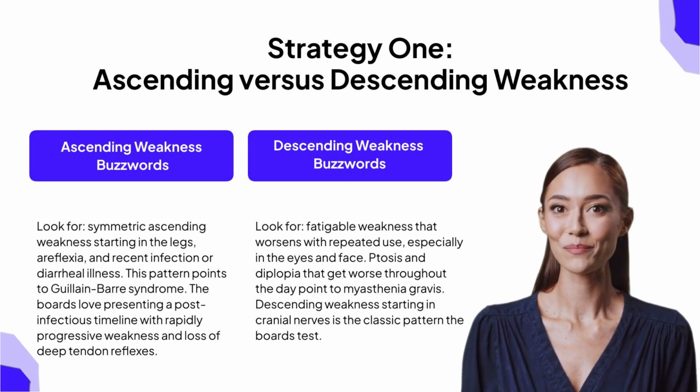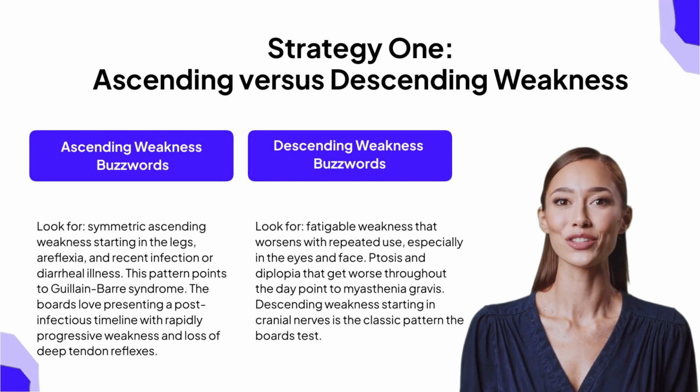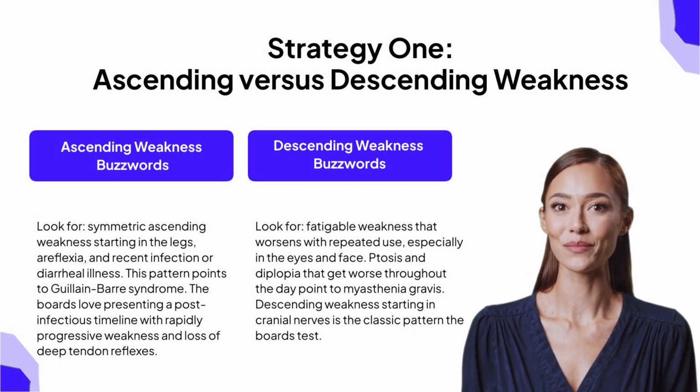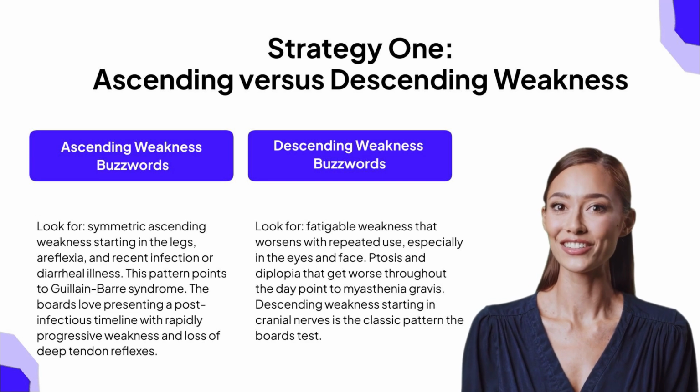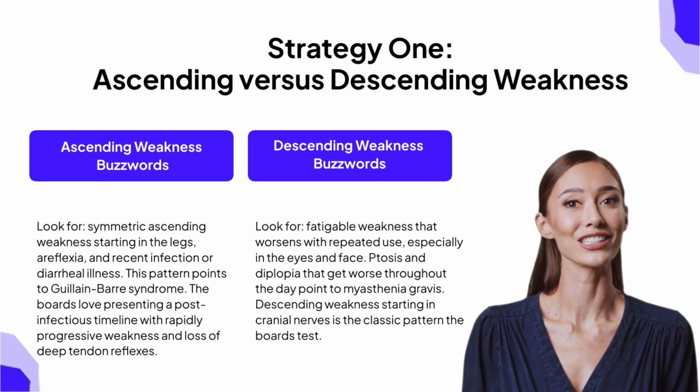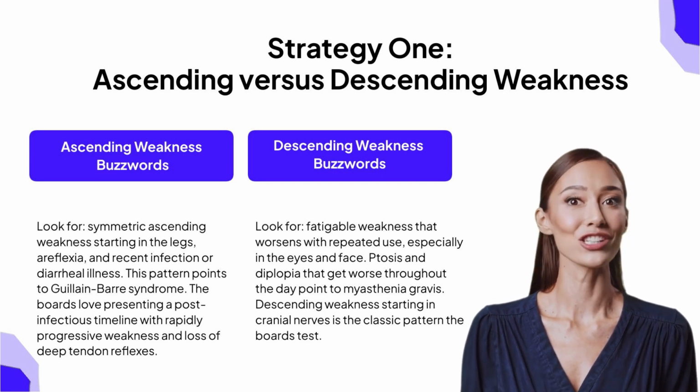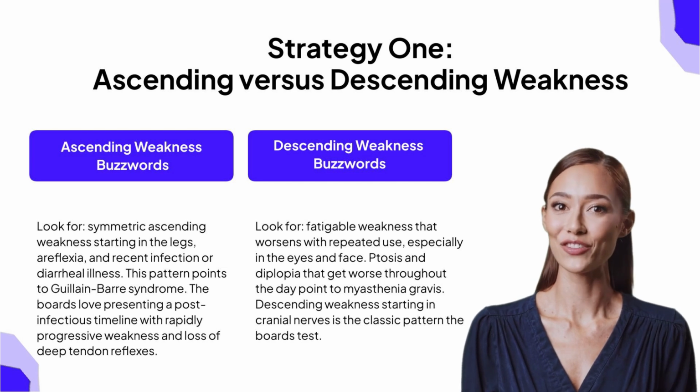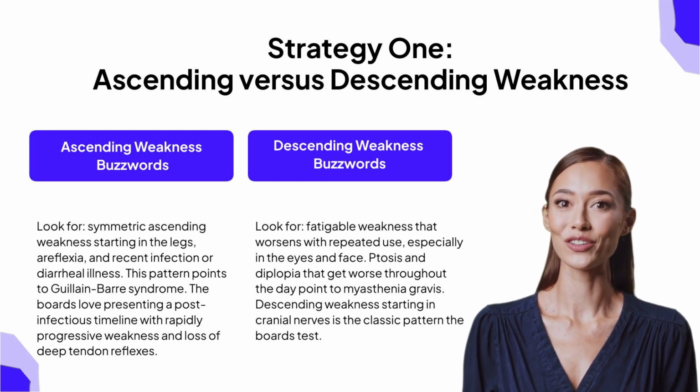This is one of the most important pattern recognition skills for neuromuscular questions. When you see symmetric ascending weakness starting in the legs, areflexia, and a history of recent infection, think Guillain-Barré Syndrome. The boards almost always give you a post-infectious timeline.